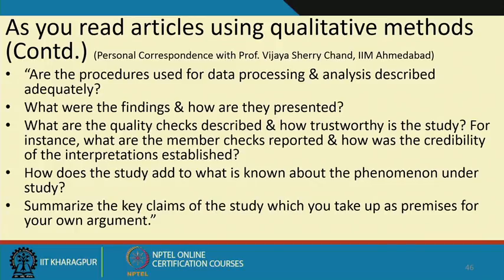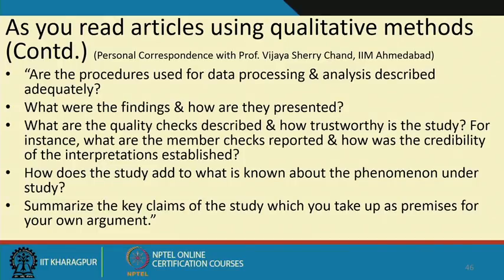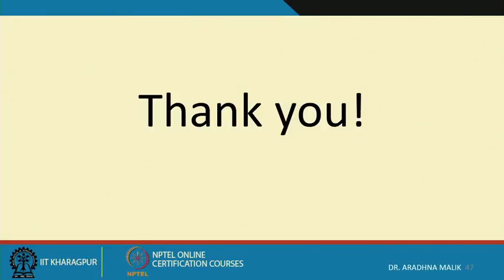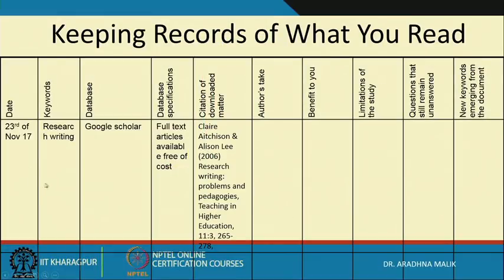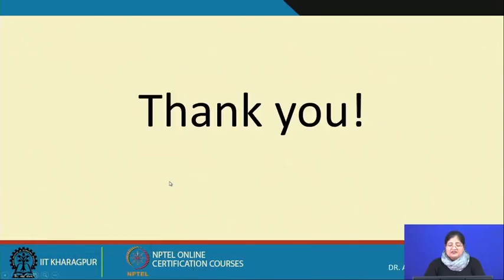How does the study add to what is known about the phenomenon under study? Again, what is the significance? Why has the author spent some time studying the phenomenon that was studied? So, that is again very essential. Summarize the key claims of the study which you take up as premises for your own argument. So, while you are reading it, you go back and put everything in here. And that is really the last part.